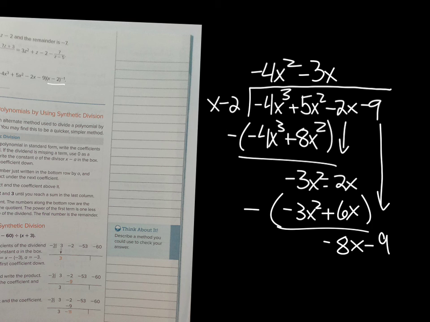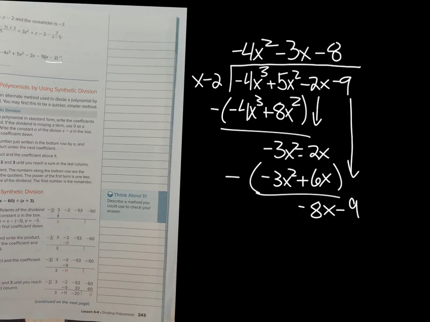Now the process starts over again. What times x gives you negative 8x? That'd be a negative 8. Now you multiply. Negative 8 times x is negative 8x. Negative 8 times negative 2 is plus 16. We're going to subtract again. Negative 8x minus negative 8x, gone. Negative 9 minus 16 looks to be negative 25.